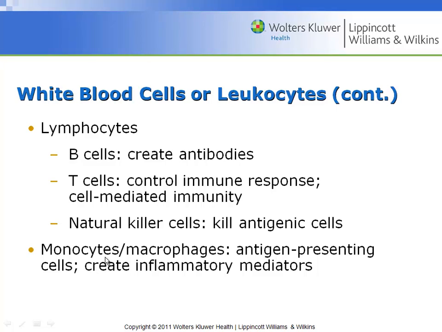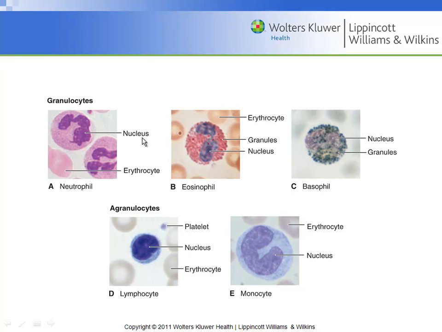Then monocytes, which become macrophages when they leave circulation, are antigen-presenting cells. In other words, they phagocytize something, eat it, and then take the contents of that cell and present it. And they are also going to be creating inflammatory mediators. So these are pictures from under a microscope of these different cells. The granulocytes, as we said, will end in phil, neutrophil, eosinophil, and basophil. And then the agranulocytes are the lymphocytes and the monocytes.